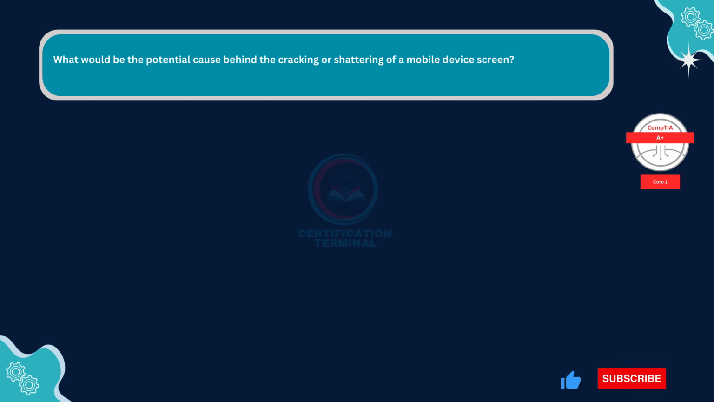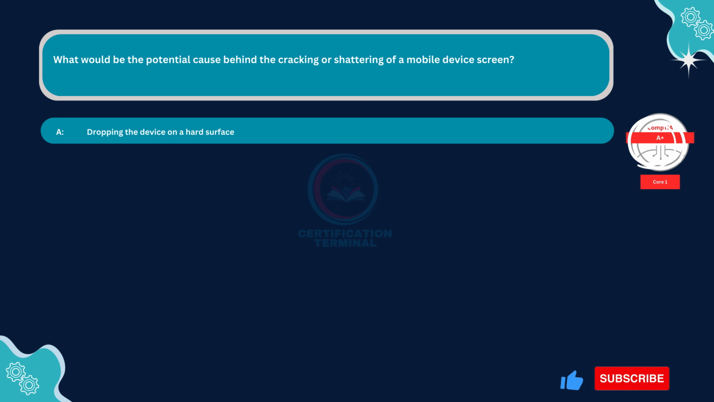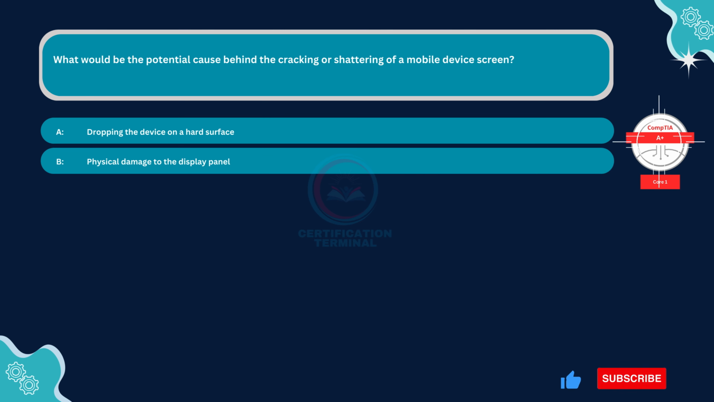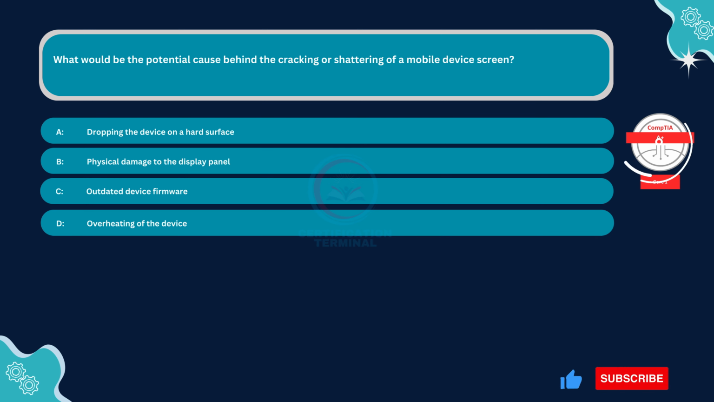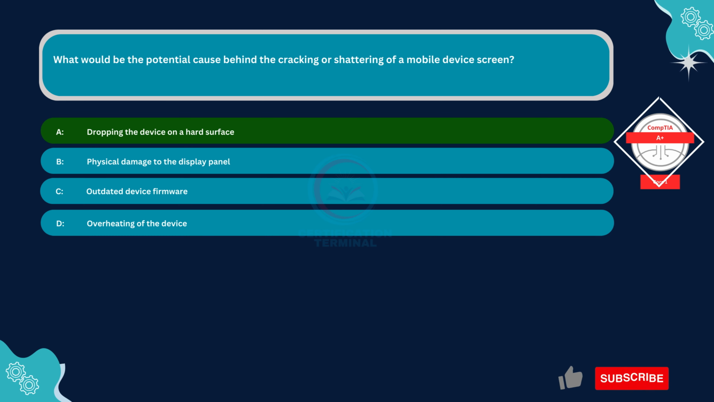Next question. What would be the potential cause behind the cracking or shattering of a mobile device screen? Option A. Dropping the device on a hard surface. Option B. Physical damage to the display panel. Option C. Outdated device firmware. Option D. Overheating of the device. The correct answer is Option A. Dropping the device on a hard surface.